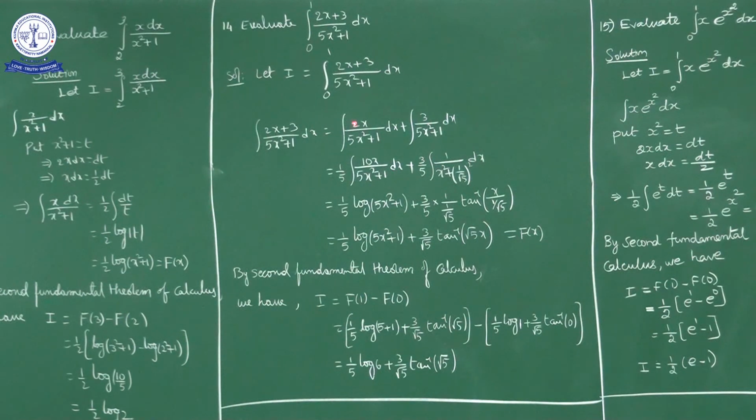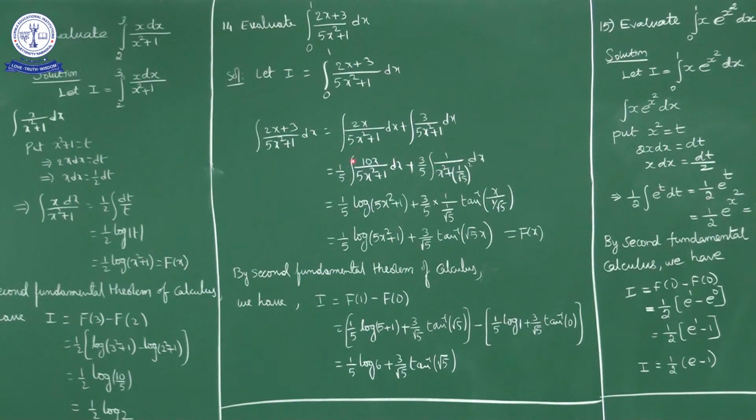Here what I did, multiplied and divided by 5. Okay. 1 by 5 integral 10x upon 5x square plus 1 dx. Plus, 3 constant I will write outside. Here the denominator is 5x square plus 1. So in the denominator I will take 5 outside. So what we get? 3 by 5 integral 1 by x square plus 1 by 5. X square plus 1 by 5 I will write as x square plus 1 by root 5 whole square.